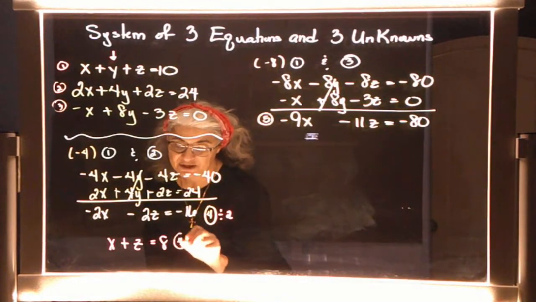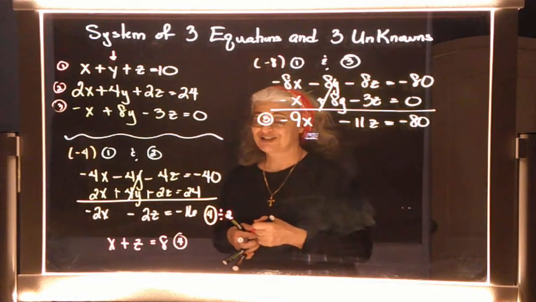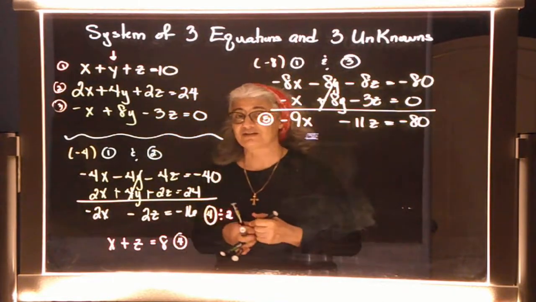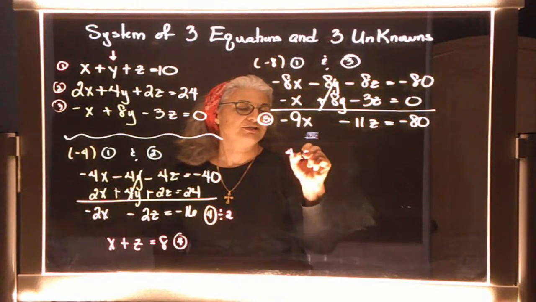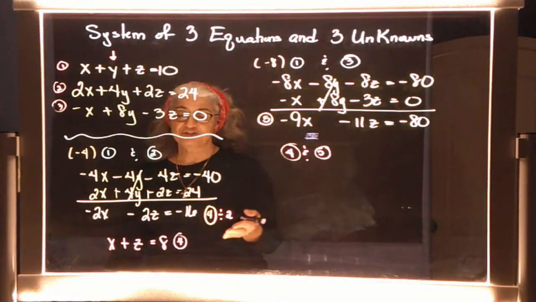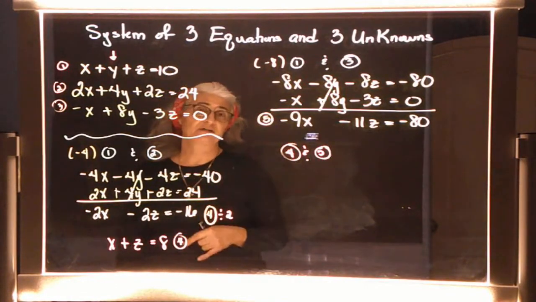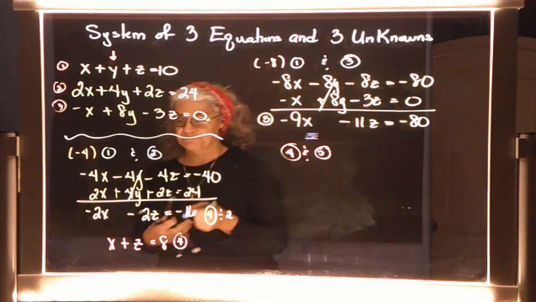So this is my equation 4 that I choose to work with instead, because it's just going to be a whole lot nicer to work with this equation 4 and equation 5. All right? Okay. So equation 4 and equation 5. And I have a choice. Eliminate x or z. What do you want to do? X? Okay, we're going for the x's.